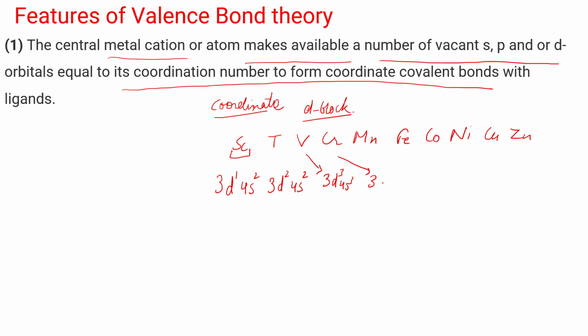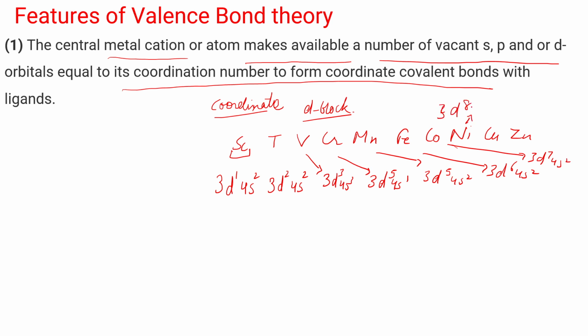Similarly for chromium 3d5 4s1. Manganese it is 3d5 4s2. Iron it is 3d6 4s2. Cobalt it is 3d7 4s2. Similarly, nickel has 3d8 4s2. Copper has 3d10 4s1, and zinc has 3d10 4s2. So just remember this.